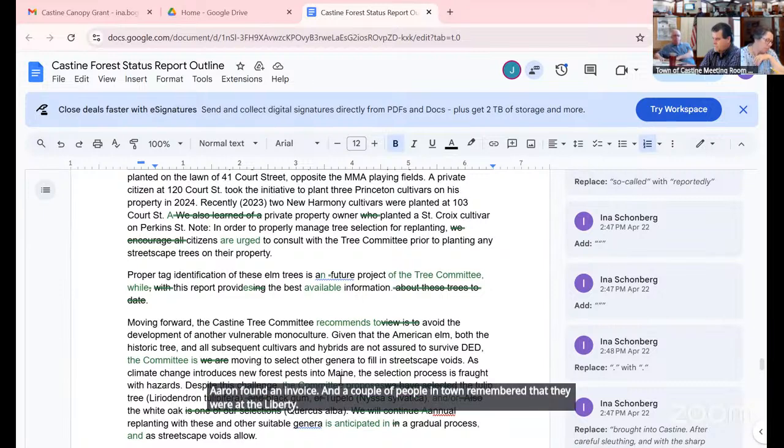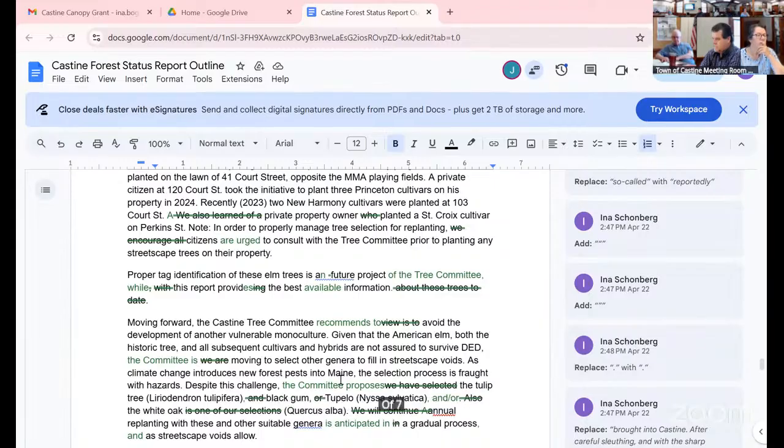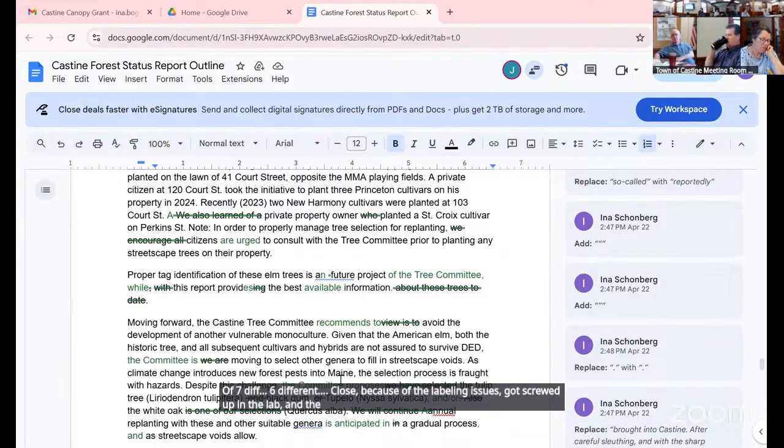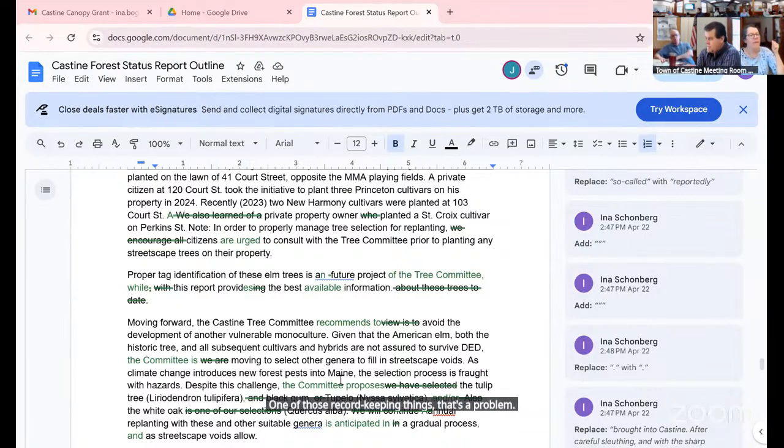And Liberty is a unique cultivar that is a multi-clone of six different clones, because the labeling got messed up in the lab. They determined that only one of those six was truly disease resistant, and we don't know which ones we got. One of those record keeping things. We know generally where they all are. They're all in town, on Court Street and various other locations.